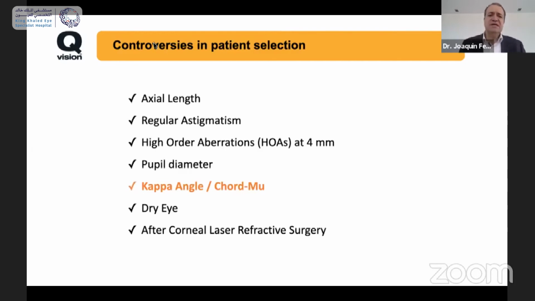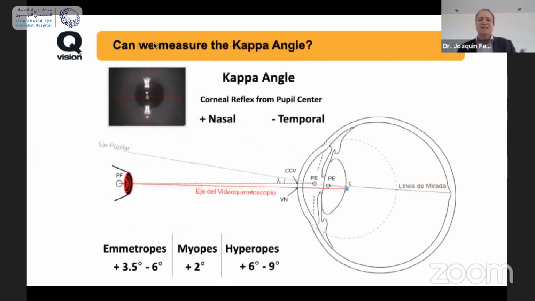Next controversy is the kappa angle. It's not good. We don't need to talk about kappa angle. It's not correct. It's better to use the concept core mu. Okay. What is the kappa angle? Well, it's the angle created by 2 points. The one point is exactly the middle of the pupil, and the other point is the line of the side.